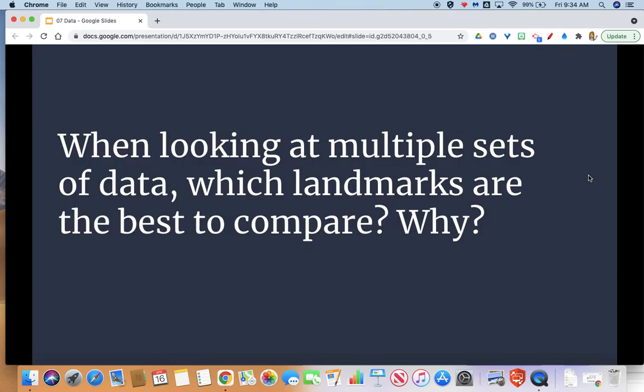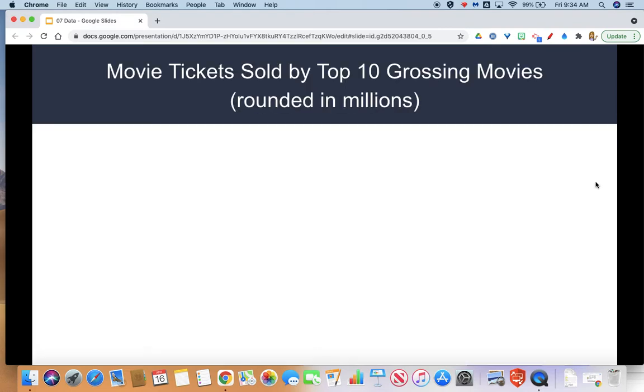You try an example. Oh, here's a good question. When looking at multiple sets of data, which landmarks are the best to compare and why? Generally, our measures of central tendency are best to compare. Your mean, your median, maybe your modes, because those are really showing us averages of the data set, and we really want to focus on who's doing better overall on average. We don't want to get tuned into those maximum and minimums because that's just one data point, whereas those measures of central tendency give us a feel for how the team or set of data is doing overall.